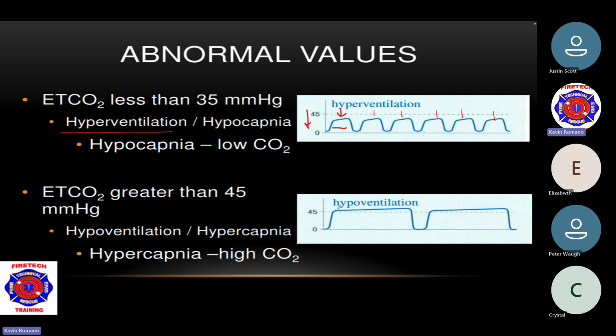So with hypoventilation, you're going to have longer duration with a higher height. Again, we'll go back to this low one here. Hyperventilation: short duration, height of the waveform is going to be lower, and frequency is going to be faster. With hypoventilation, your duration is longer and elevated, but your frequency is going to be slower.